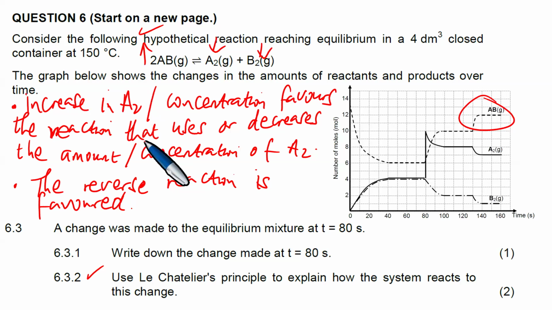Therefore, an increase in A2 concentration would favor the reaction that uses or decreases the amount of A2. And which reaction would decrease the amount of A2? It's the reverse reaction. So we're able to see that an increase in the number of moles of AB meant that the reverse was favored. We increase the A2 and it would favor the reverse, because the reverse would then use the A2 up and decrease it. Let's look at the next question quickly.